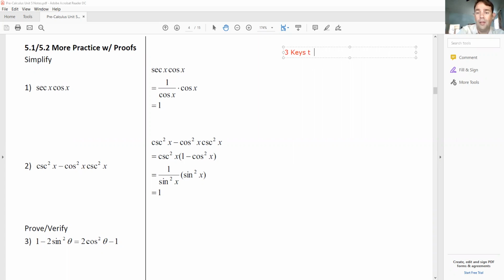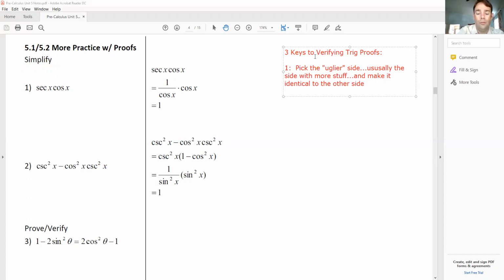Let's see if we can't get those back out there again. Three keys to verifying identities, or verifying trig proofs. So the first thing we said is pick the uglier side, and that's usually the side with more stuff, and make it identical to the other side.